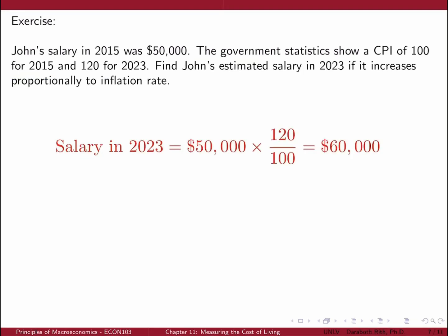Consider another exercise. John's salary in 2015 was $50,000. The government statistics indicate a CPI of 100 for 2015 and 120 for 2023. Determine John's estimated salary in 2023 if it increases proportionately to the inflation rate. To address this question, we use the formula for adjusting dollar values across different time periods. Specifically, we multiply John's salary in 2015, $50,000, by the ratio of CPI in 2023, 120, to the CPI in 2015, 100, resulting in $60,000.